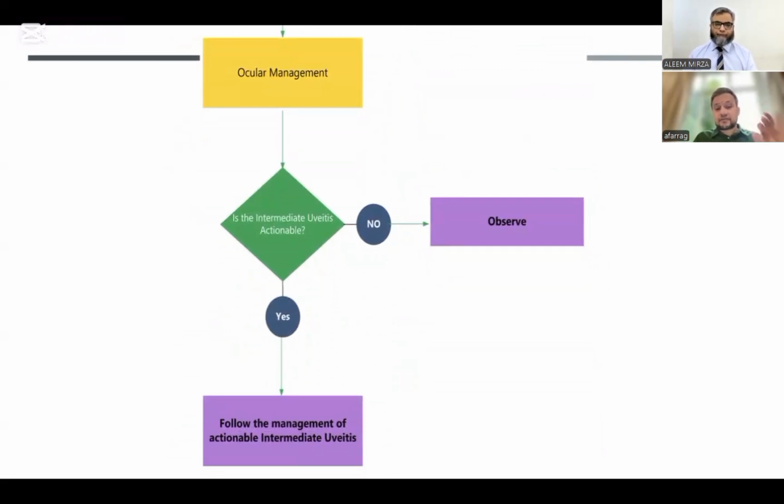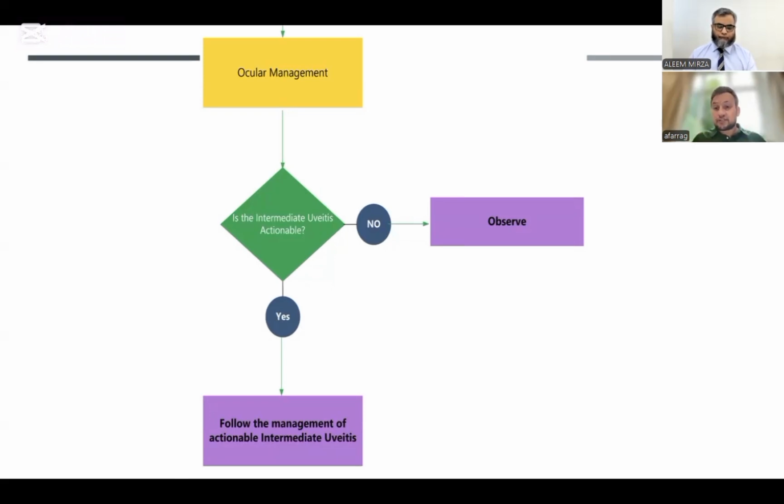I see intermediate uveitis. Then a trainee comes to me asking, Mr. Farag, I have seen this patient with intermediate uveitis. The first thing that I ask him: what do you think? Is it actionable or non-actionable? Because this is the main thing. So if it's non-actionable intermediate uveitis, then all we need to do is just observe.